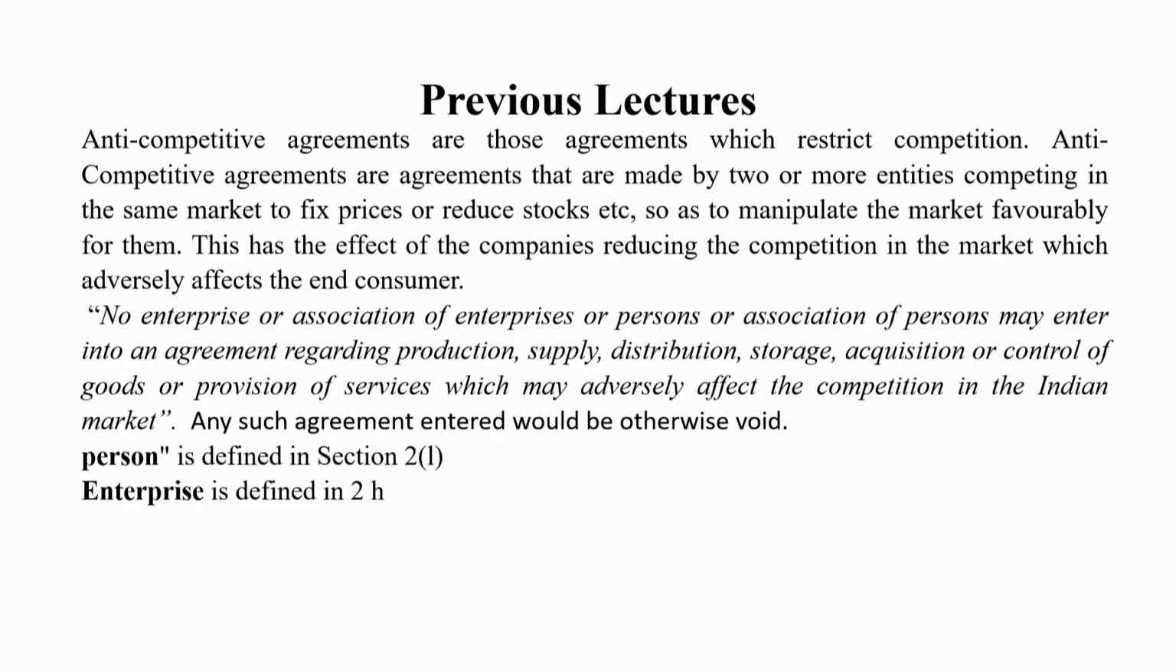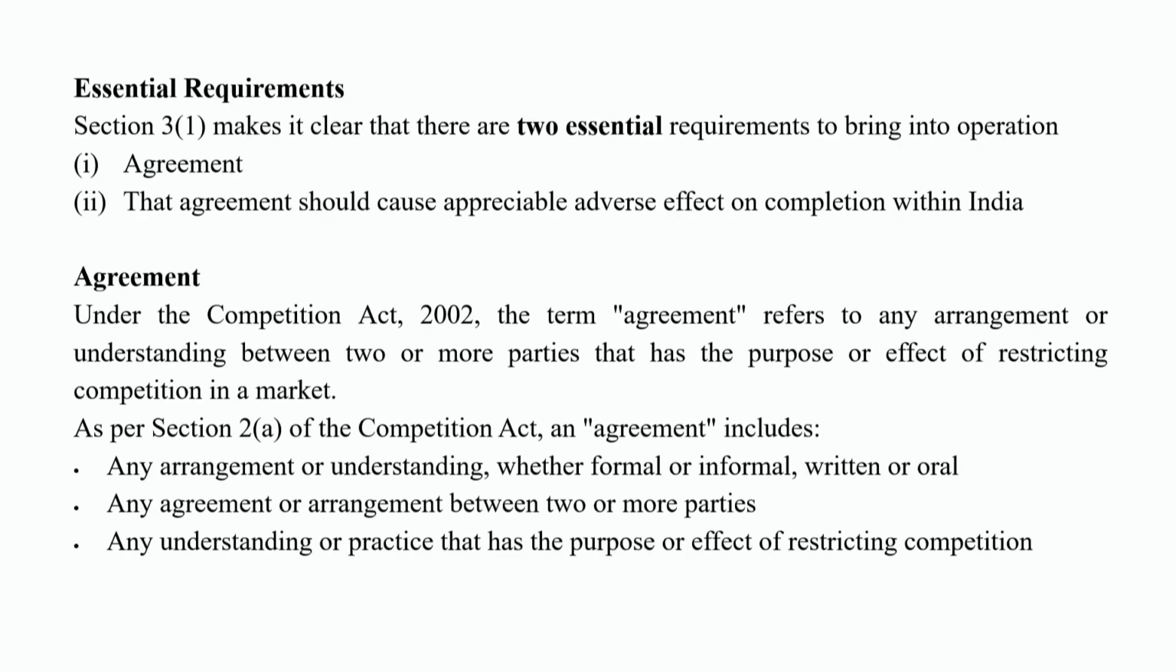So, continuing with today's session, what are the essentials of an anti-competitive agreement? If you see Section 3, it makes clear that there are two essential requirements to bring it into operation: there should be an agreement, and that agreement should cause an appreciable adverse impact on competition within India.